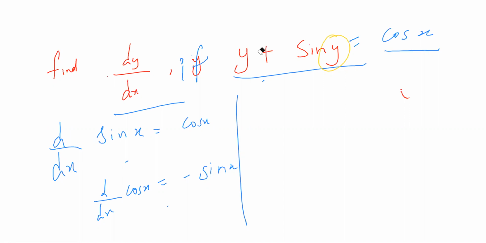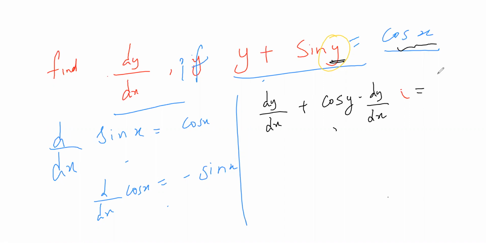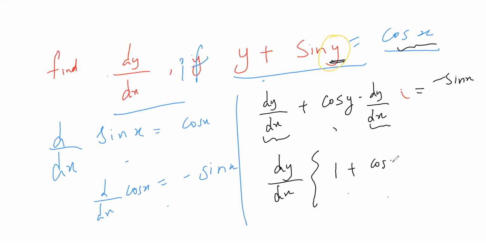So guys, we have to always focus on what here: it is sin y, correct? It is not x. So how to do this question? Very easy. dy by dx plus, sin y differentiation is cos y, but what about y differentiation? dy by dx. Equal to, cos differentiation is minus sin x. Now you take dy by dx common from this. So dy by dx into 1 plus cos y is equal to minus sin x. So dy by dx is equal to minus sin x by 1 plus cos y.